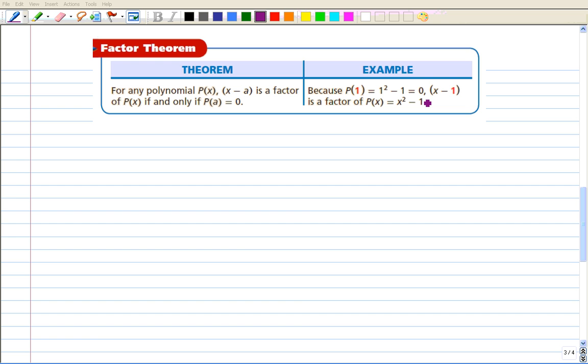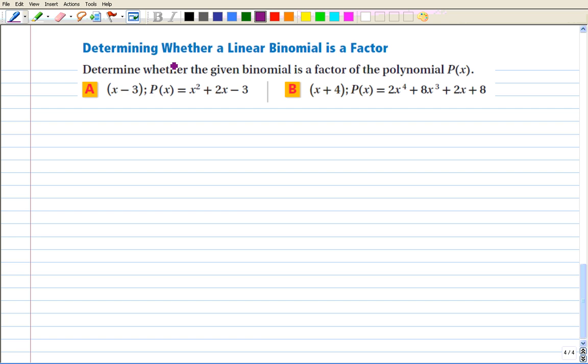Let's look at a couple of examples. So let's determine whether a linear binomial is a factor of this polynomial. For a, we have x minus 3 and the polynomial x squared plus 2x minus 3. So let's find p of 3. Since -3 is up here in our binomial, the a value would be 3. So let's use synthetic substitution. That means we take the 3, and then we line up our coefficients of 1x squared plus 2x minus 3.